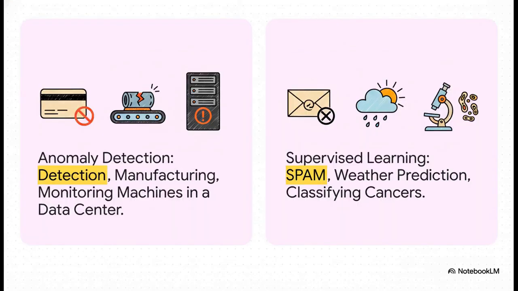So let's make this real. Where do you use anomaly detection? Think fraud detection, especially when you're starting out and have few examples. Or manufacturing quality control, looking for that 1 in a million defective part. Or monitoring a giant data center for a machine that's about to fail in a way you've never seen before. And supervised learning. That's your go-to for things we already talked about, like spam filtering, or weather prediction, or classifying cancer tumors, where, thankfully, we have large historical data sets.